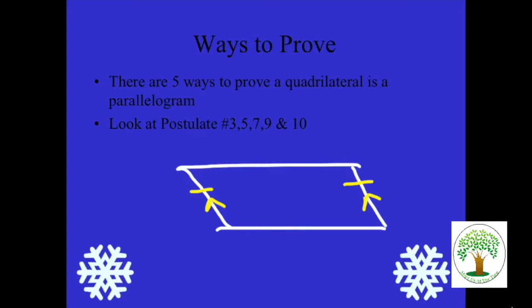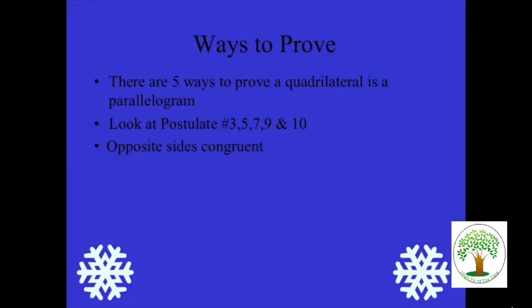This is the only one that doesn't have the word converse in front of it. All the rest of those, 3, 5, 7, and 9, had the word converse in front of it. If the opposite sides are congruent, we just learned that one, right? We also learned about the opposite angles congruent. You learned about consecutive angles supplementary. Be careful, that's not all of the consecutive angles. That's just one of them is supplementary to its 2 consecutive.